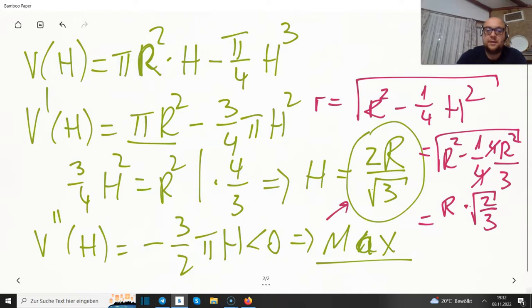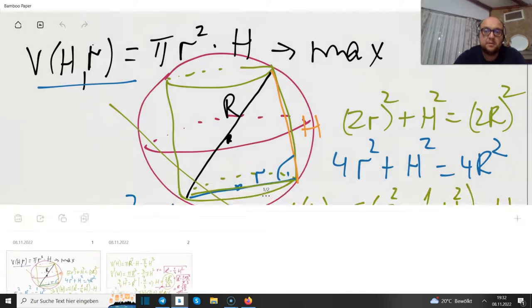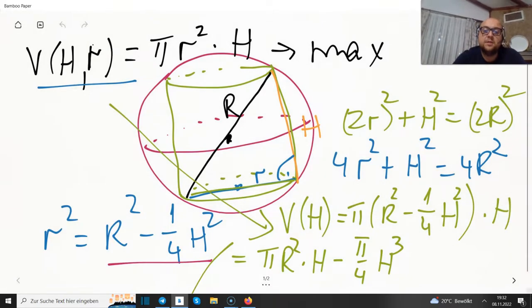All right, so with this h and with this small r, a cylinder with that height, which is 2 divided by the square root of 3 times the radius of the big sphere, and with this radius of the cylinder, capital R, the radius of the sphere, times the square root of 2/3, we're going to get the greatest volume which is possible to bring into this kind of sphere.